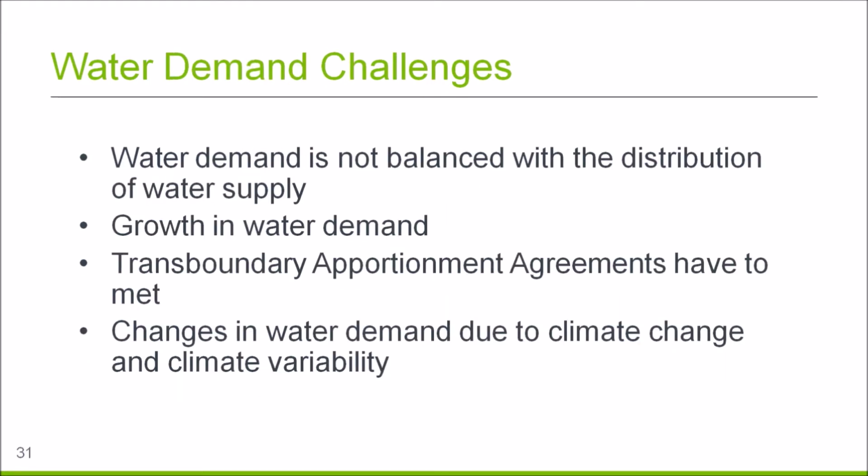We do have a water demand issue. Again, water demand is not balanced with the distribution of water supply. Our demand is also increasing. We do have a transboundary apportionment agreement, and we have to meet the apportionment amount, so let others also use the water. And also, the water demand can change under the impact of climate change and climate variability, like ENSO and PDO.